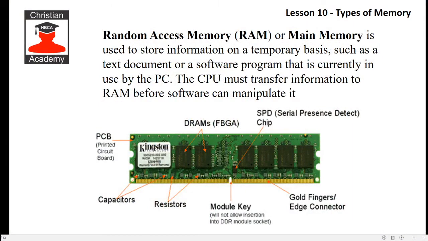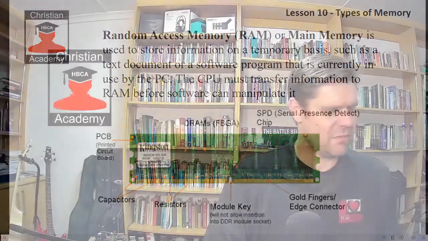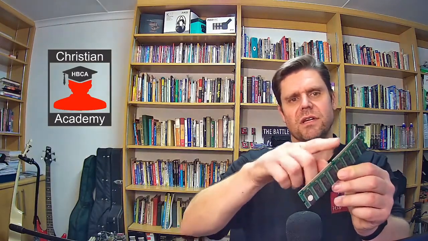And the PCB is the printed circuit board. The one thing about the gold fingers and the edge connectors is that in most of the A+ and the technical training they tell you don't touch those, because if you have a static charge on your hands, it could cause damage to the RAM chip.